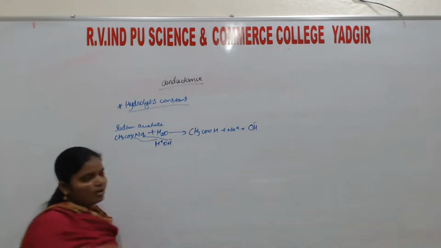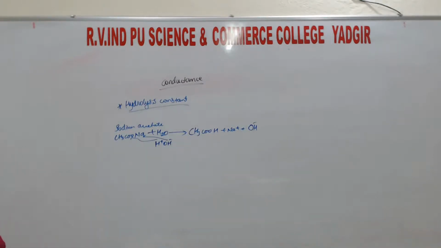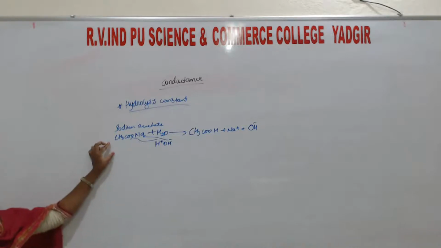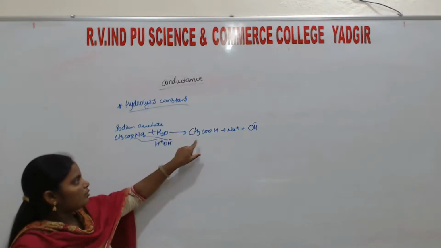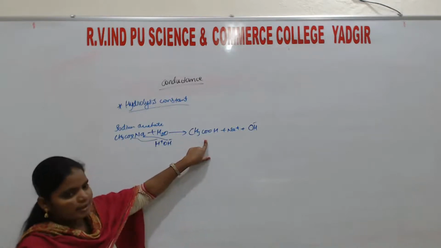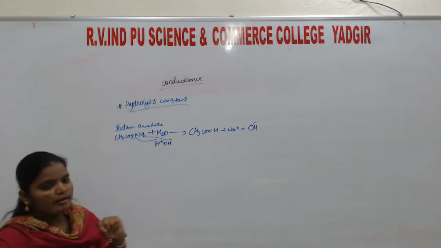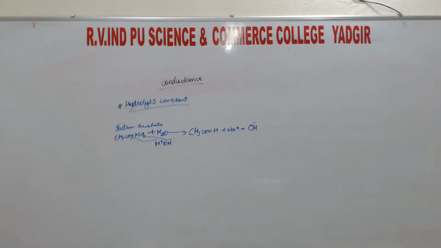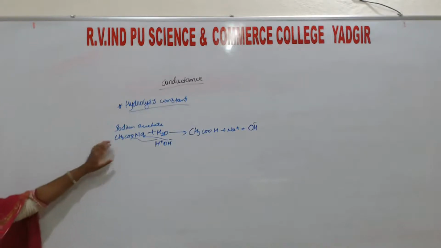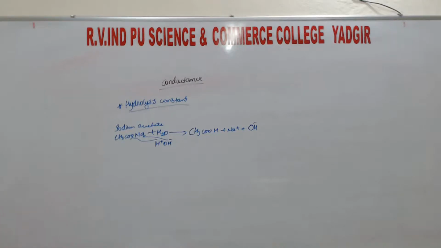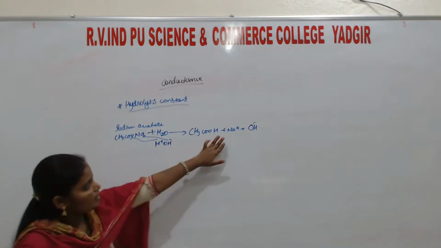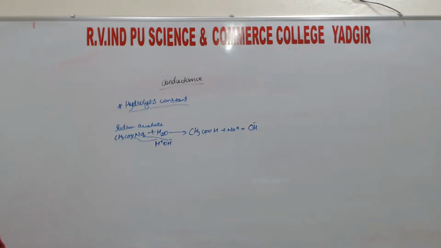OH minus. Then the sodium ions: the sodium acetate is hydrolyzed by H2O to form acetic acid plus sodium ion plus hydroxyl ions. Here the sodium ion is a common ion, so it may be left out, and the equation is written with CH3COO minus.